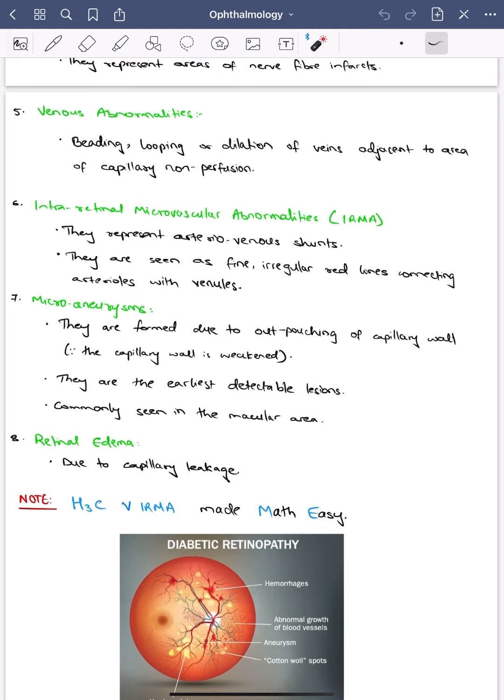So, simple mnemonic, remember, H.C. Verma made maths easy. H3 for retinal hemorrhages, dark blot hemorrhages, and hard exudates. C for cotton wool spots. V for venous abnormalities like venous beading, venous looping, dilation of the veins. IRMA for intraretinal microvascular abnormalities, and they represent the arteriovenous shunts. M for microaneurysms, which are the earliest detectable lesions, and E for retinal edema.